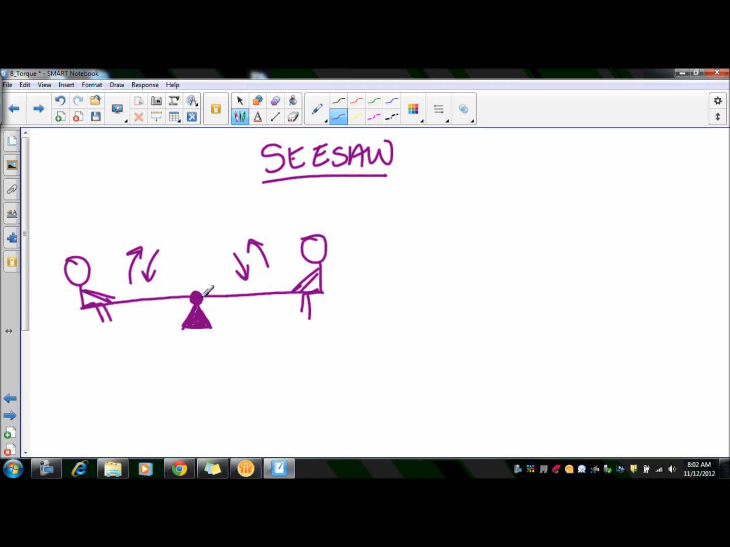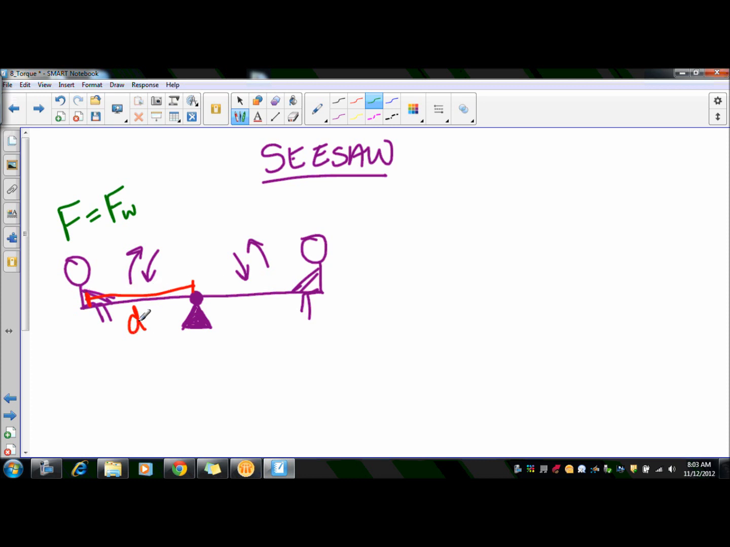And so we have a certain length. Here we go. So this is your distance. And then the force that's applied is actually the weight of the child for the most part. So the weight of the child is your force, and then the distance from that pivot point is your distance.